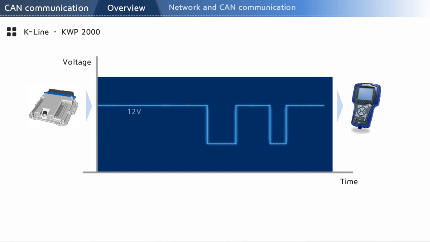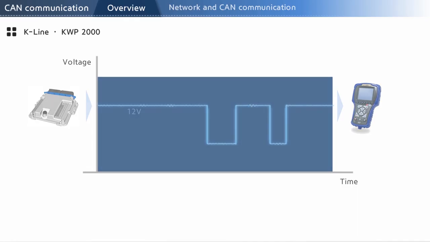The diagnostic device drops this voltage to the ground. In this case, the controller recognizes there has been a change in the output voltage and understands this is an attempt by the diagnostic device to communicate.